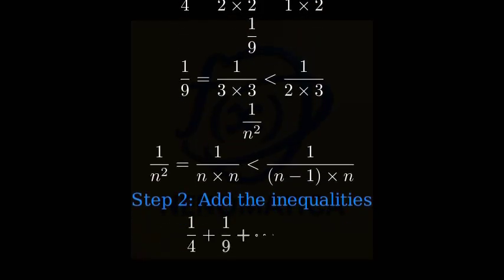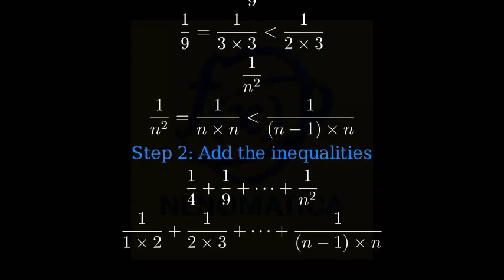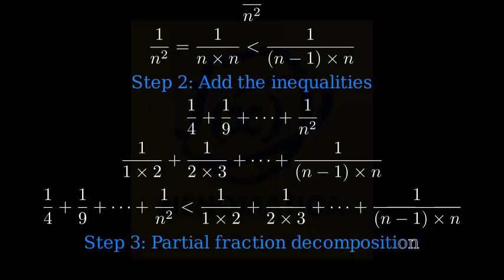Now, let's add up all these inequalities. On the left side, we have our original sum, 1 over 4 plus 1 over 9 plus 1 over n squared. And on the right side, we get 1 over 1 times 2 plus 1 over 2 times 3 plus 1 over n minus 1 times n. The right-hand side can be simplified using partial fractions. Let's look at each term. Let's use partial fraction decomposition to simplify each term on the right-hand side.